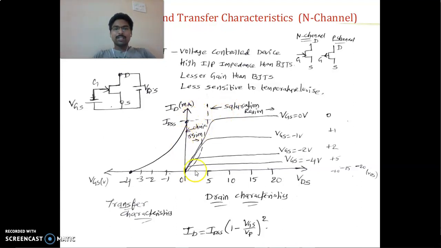Here the two regions are important. This is the ohmic region and this is the saturation region. In this ohmic region, the behavior of the FET is like a resistor. Now for P channel FET, the characteristics are similar, but the only thing here is the VGS voltage is positive and the VDS voltage is negative. Only the voltages change.